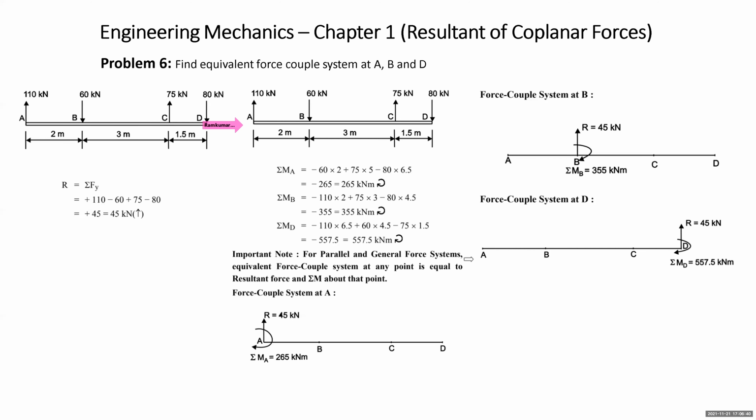So I repeat the concept of this problem. If they have given a parallel force system or general force system and ask for the equivalent force couple system at any point, remember this note that I have marked here: the equivalent force couple system at any point is the resultant force and sigma M about that point. Do this basic working, and afterwards you must draw a diagram. This diagram should not be skipped in such problems. You have to mark the resultant, mark sigma M about that point, and then put a heading: force couple system at that point.